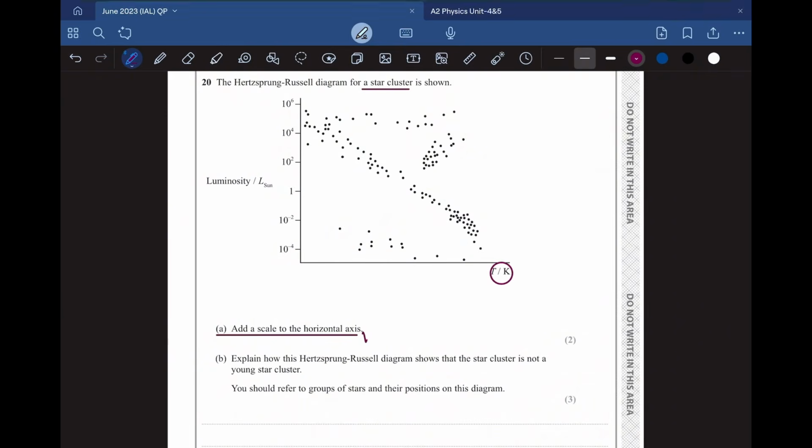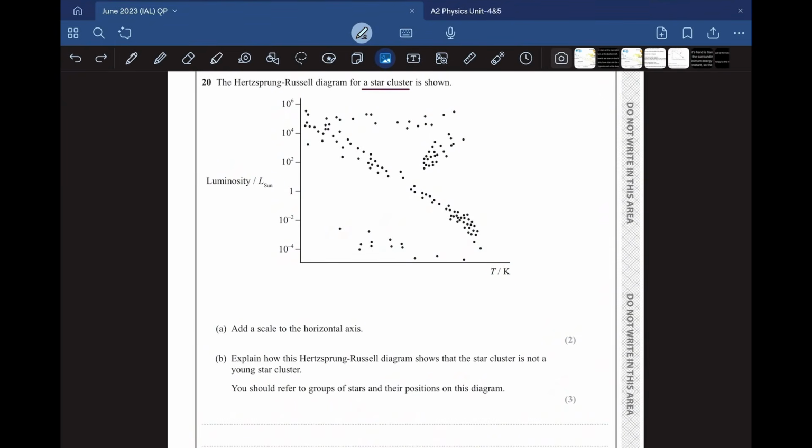We know the horizontal axis is the temperature axis, which should be given in a logarithmic scale, because the values are so big that they cannot be accommodated in a linear scale. That's why it is given in a logarithmic scale, and the scale will be a reverse scale. It will start from here and go like this. It will be a reverse scale, unlike the x-axis which we usually draw in this position, right? It will be a logarithmic scale and a reverse scale.